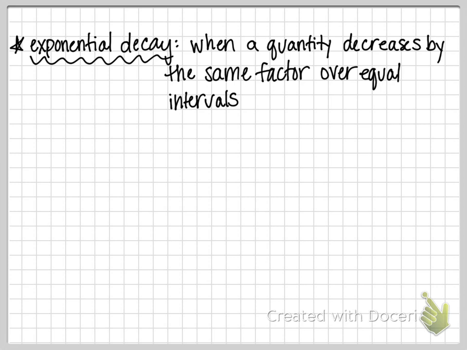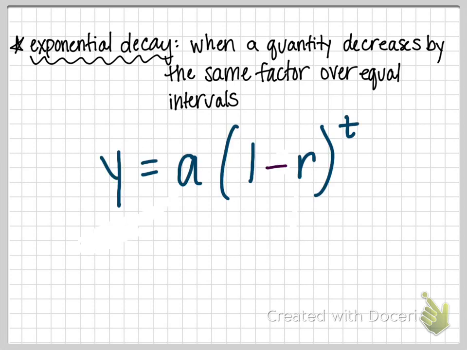So here's our exponential decay function. Notice the difference is right here. Instead of 1 plus r, we're doing 1 minus r. So minus that rate of decay, of change. Okay? Everything still means the same. A is your initial amount. R is your rate of decay. T is time. The only difference is that because it's decaying, you're subtracting R.